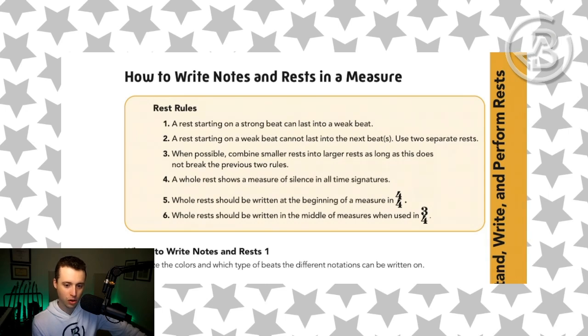Number 4: a whole rest shows a measure of silence in all time signatures. You might remember that one. 5: a whole rest should be written at the beginning of a measure in 4/4, whereas in 3/4, we're going to write them in the middle of a measure. And that's rule number 6.